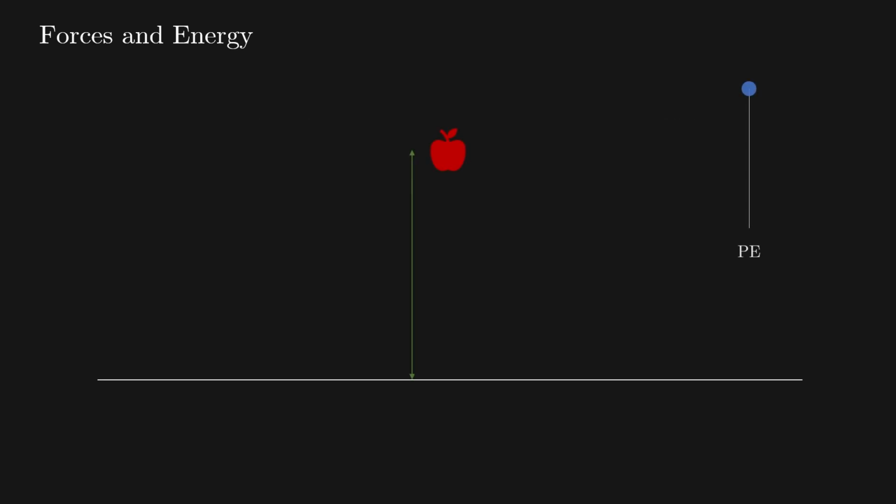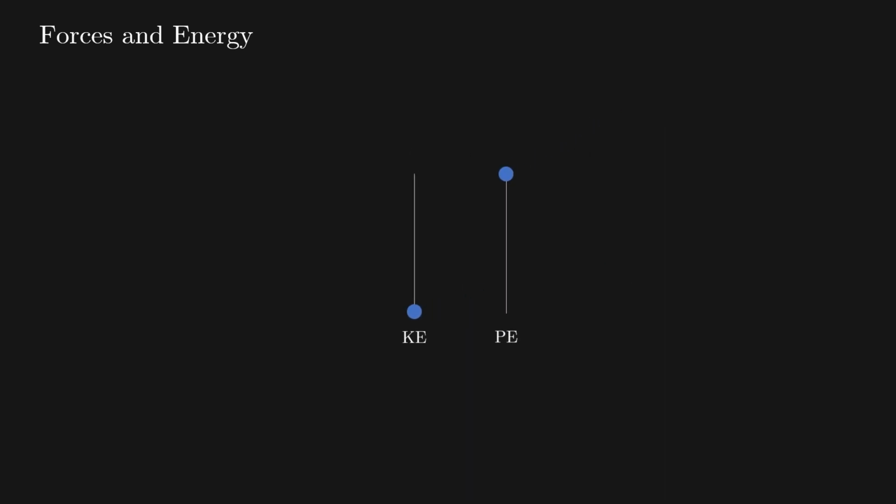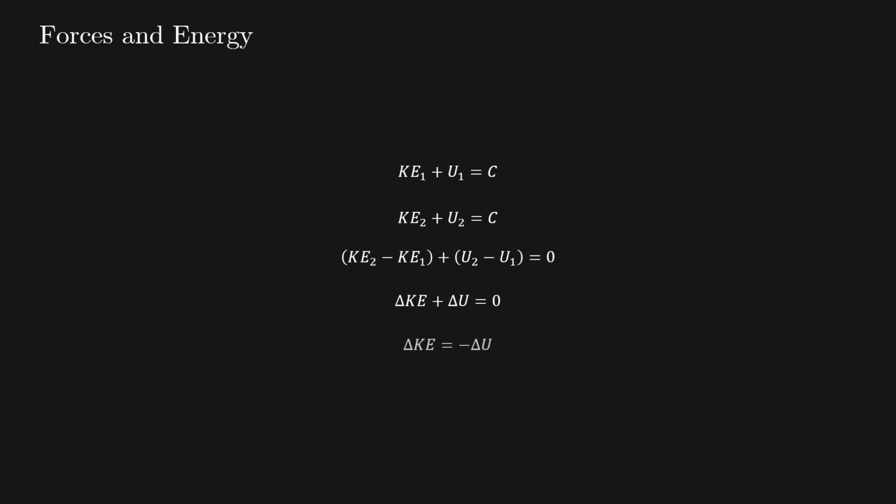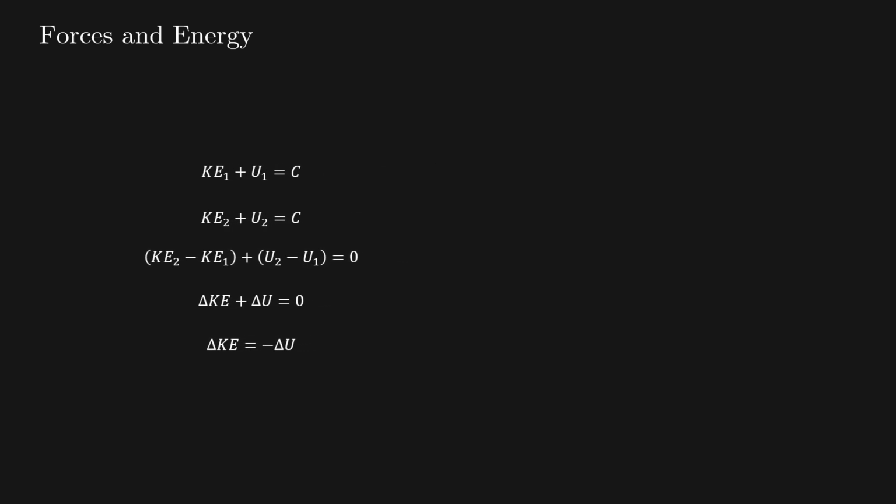Consider an apple falling. We can track its potential and kinetic energies over time. These quantities are opposites. The sum of kinetic and potential energy is constant in the systems we will be considering. We can then derive a relationship between the change in kinetic energy and the change in potential energy.